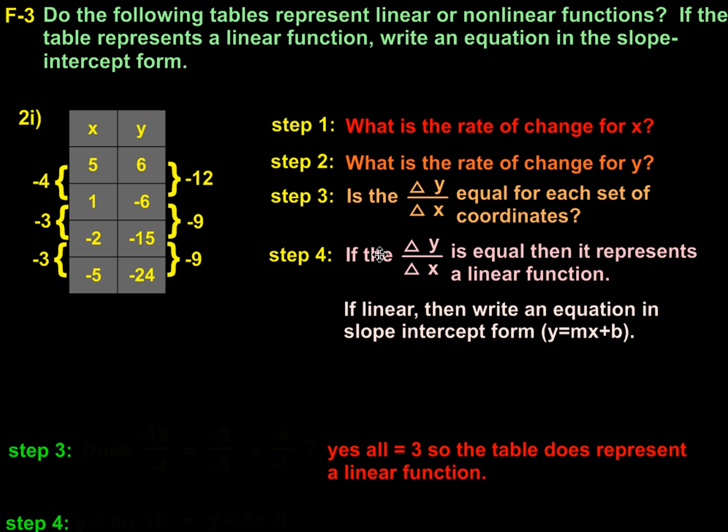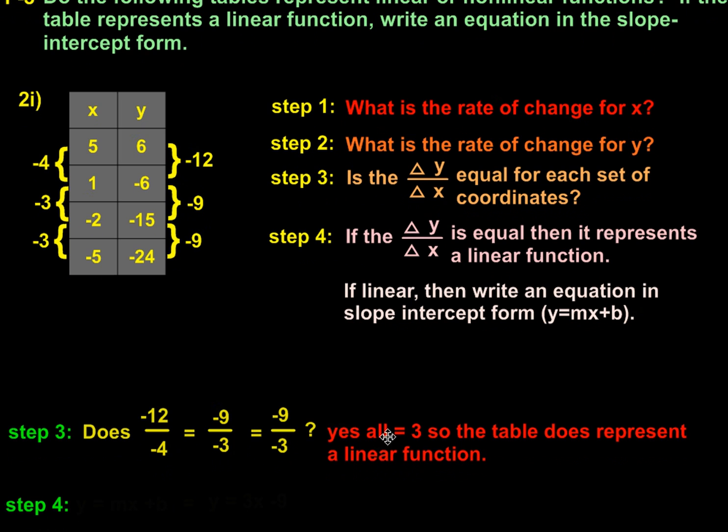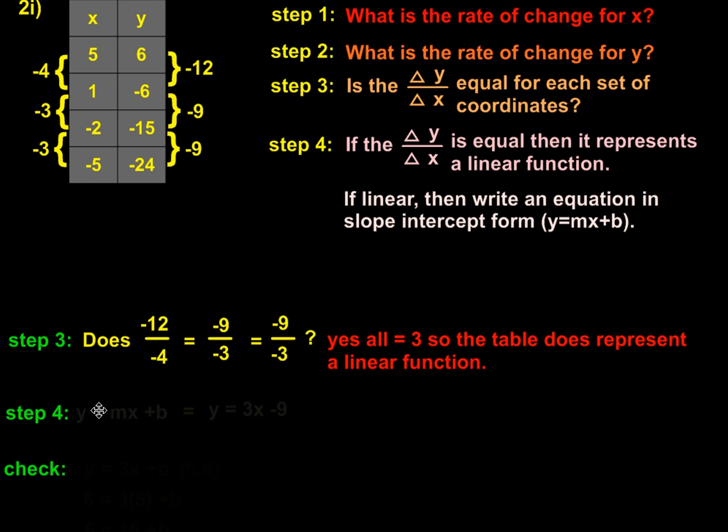We now need to ask ourselves if the change in y over the change in x is equal. As we look at these, we can see, yes, they're all equal to 3. If I break this down, I'm going to get a +3. If I break this down, +3. Same for this one, +3. So because all of these are equal to 3, the table does represent a linear function. I want to put it in y equals mx plus b form, and since 3 is my slope, I'm going to say y equals 3x minus 9.